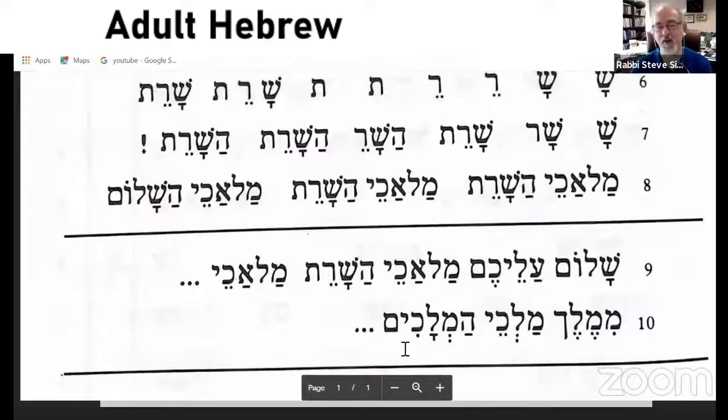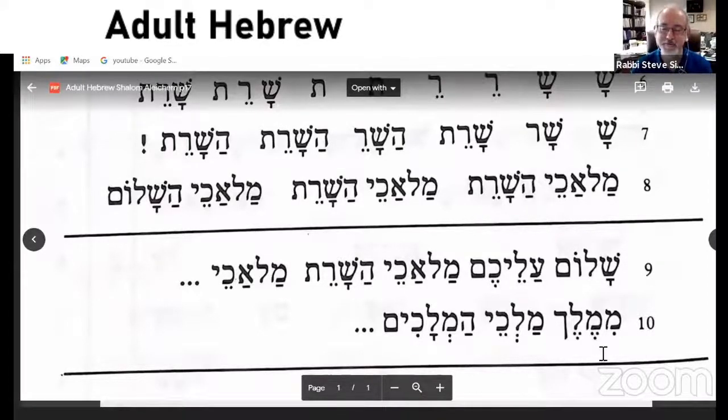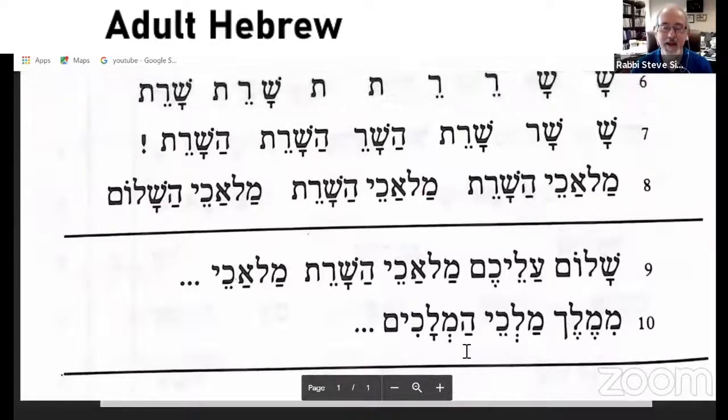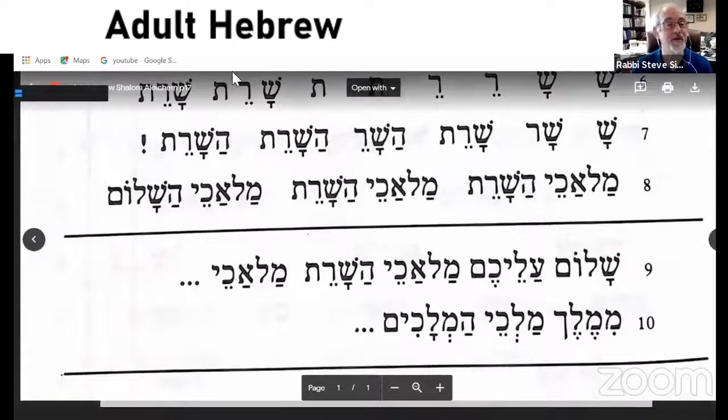Some of these are sight words now. We should be able to do a few sight words now. We're no longer in 2nd grade. We're now into 3rd grade. These are sight words. Here we go, line 10. Mi melech malachei hamalachim. Woohoo! You guys are terrific, terrific, terrific.